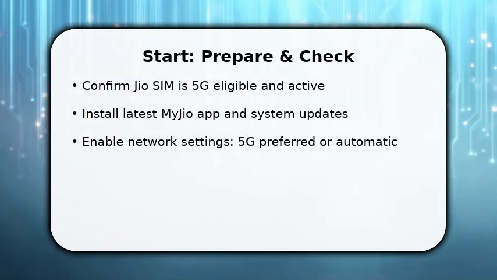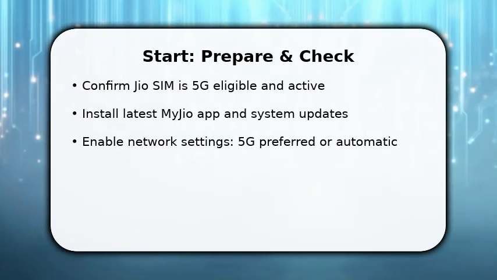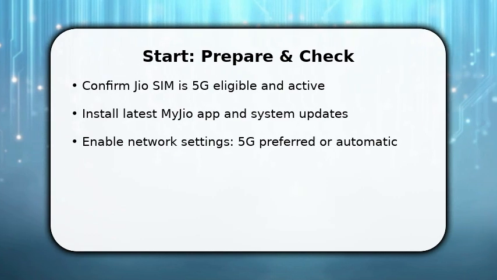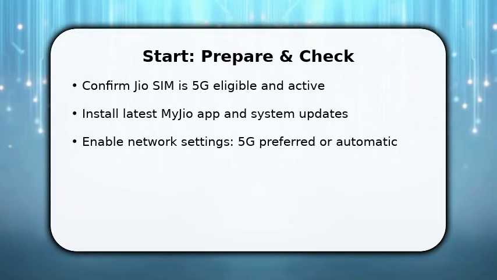Once done, navigate to Mobile Network Settings and set network mode to 5G/4G/3G, preferred. Doing these first removes common blockers and primes your phone for 5G.